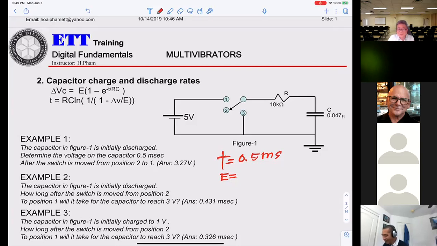Now, you have to know the definition of E. E is the voltage on the capacitor, the difference between the initial voltage and the voltage it tries to reach. So it's 5. Okay, now, what is the initial voltage? 0. They say initially discharged. So if they move the switch to here, what voltage do they try to reach? They try to reach 5 volts. So it will be the difference between the voltage they try to reach and the initial voltage. That's why E equals 5.